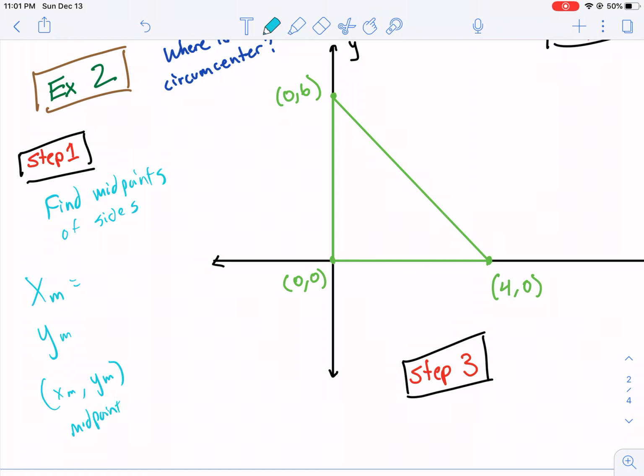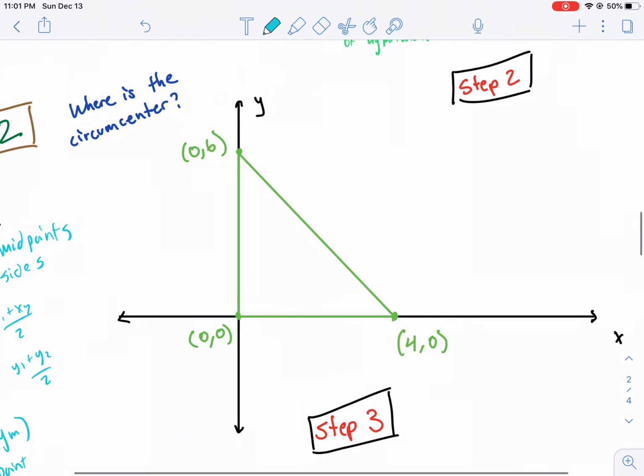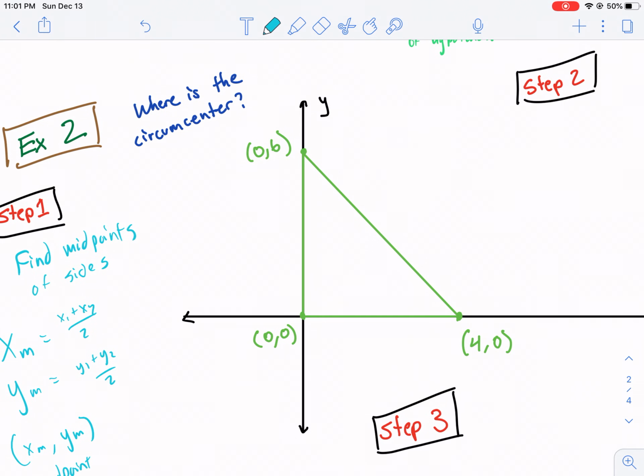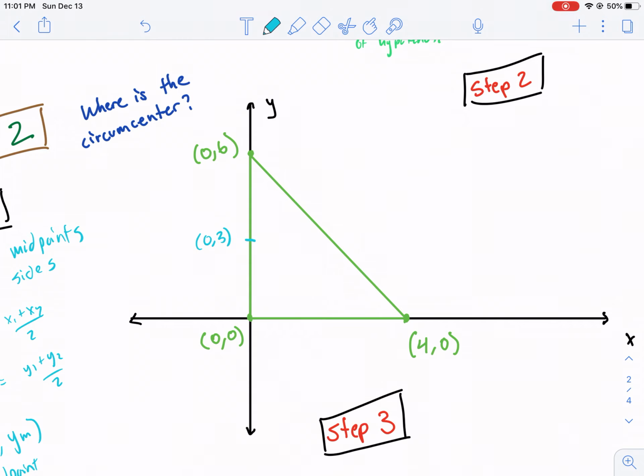Okay, so your XM is going to be X1 plus X2 divided by 2. This is just a quick reminder. And YM is Y1 plus Y2 divided by 2. But if I'm looking at this particular side, it's going to be pretty easy. So I'm going to thin this up a little bit. If I'm looking at this side, the midpoint is just going to be halfway between, which is going to be 0, 3. That one's going to be pretty easy. You can just count it on the line and find the mid distance here. And this one, same deal, should be pretty easy because it goes to 4 and the y values don't change, so this is going to be 2, 0.